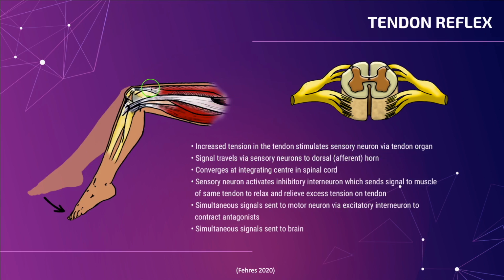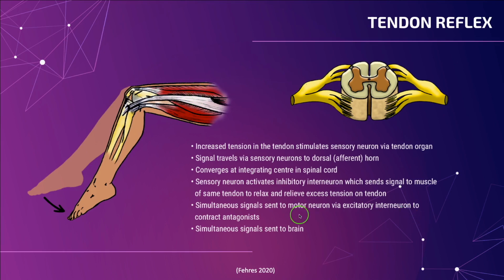So we'll say that for this example, the quads are contracting excessively. This causes a signal to travel via the sensory neuron to the dorsal horn, so same place in the back here, to the integration center. There it converges in the spinal cord. The sensory neuron activates an inhibitory interneuron, which sends signals to the muscle of the same tendon to relax and relieve excess tension on that tendon. So if this is contracting excessively, there will be an inhibitory signal sent back to that same muscle, causing that muscle to relax. So it prevents any damage to the area.